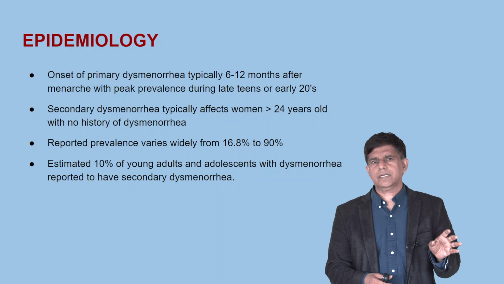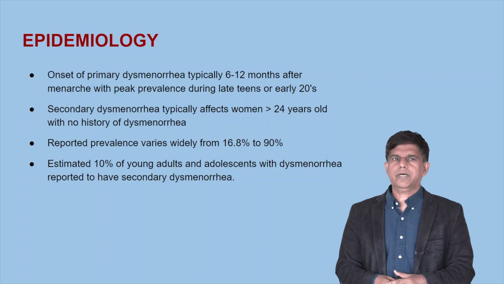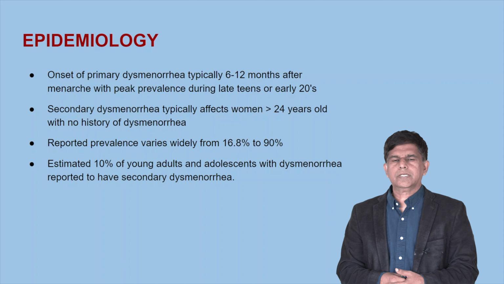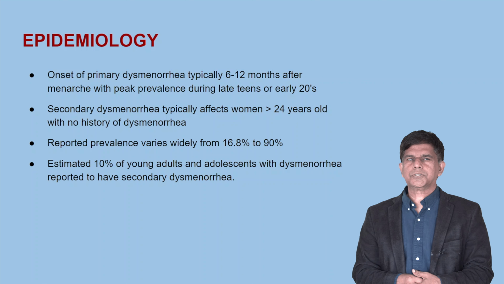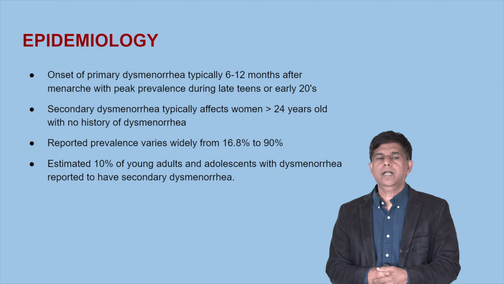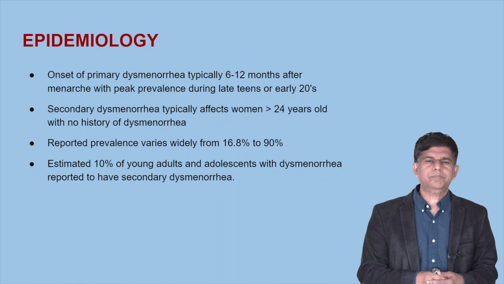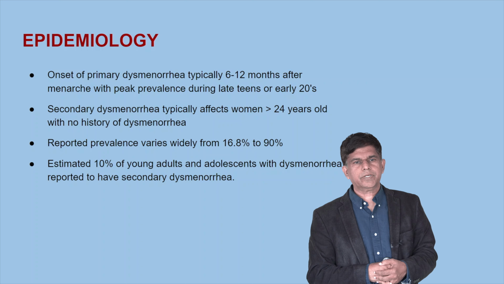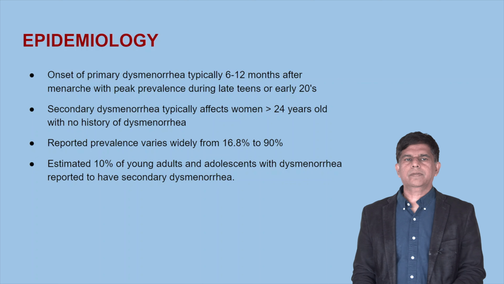So epidemiology, just to let you know, onset is typically 6 to 12 months after menarche, with peak prevalence in the early 20s. Secondary dysmenorrhea usually affects women greater than 24 years old with no history of dysmenorrhea. Prevalence can range from 16.8 to 90%. An estimated 10% of young adults and adolescents with dysmenorrhea are reported to have secondary dysmenorrhea. So it's a big problem, the bottom line, right?